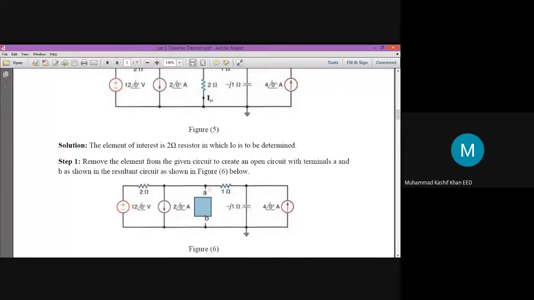Now I have to find out the potential at point A and potential of point B. And I will use the nodal analysis for finding out the potential at point A and potential at point B. But in this circuit diagram, I have placed ground over here. So potential at point B is already known, which is equal to 0. I only have to find out the potential at point A.